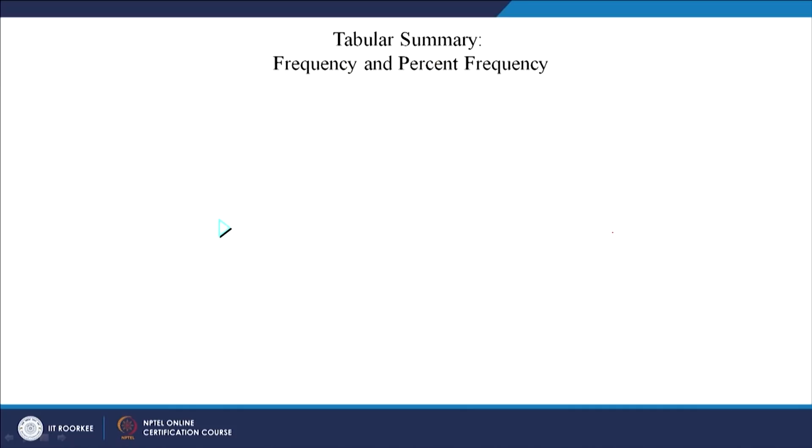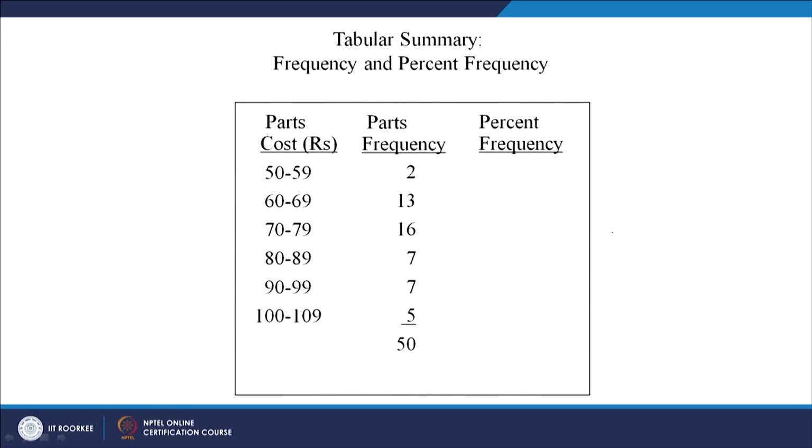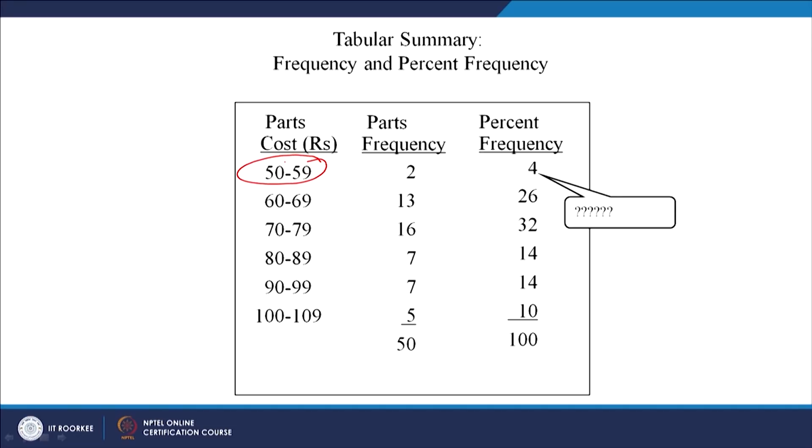tabular summary, frequency and percentage frequency. So, this is how you can prepare frequency and percentage frequency. First of all, you need to prepare different classes. How many parts have occurred at this much cost. So, we will say that there were only 2 values in this range 50 to 59.